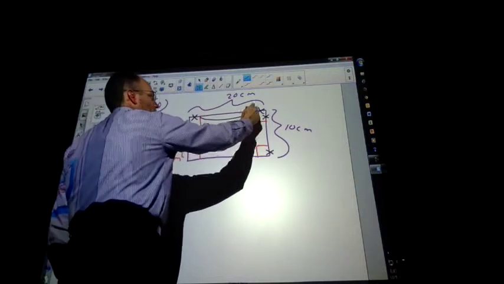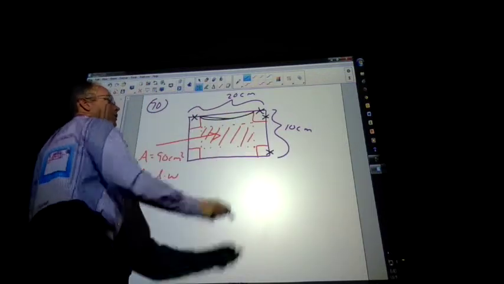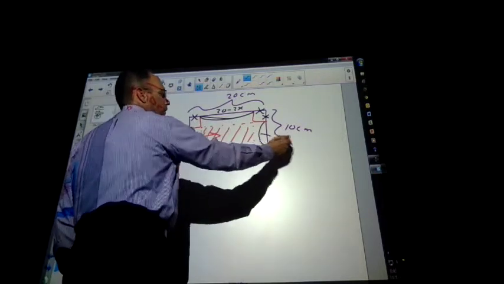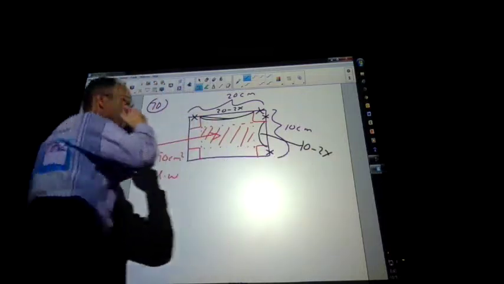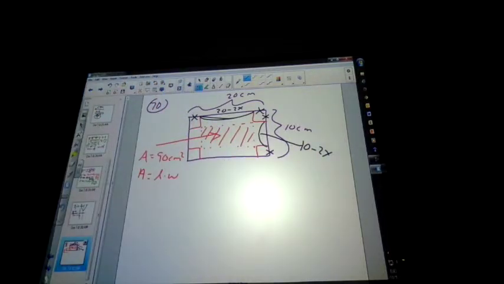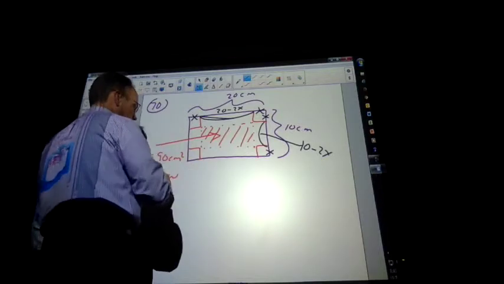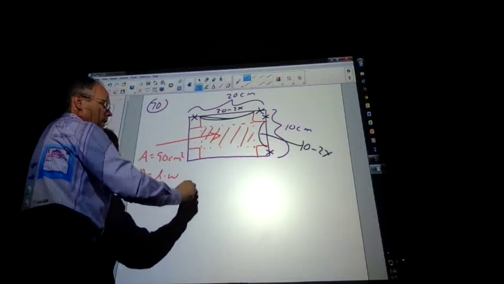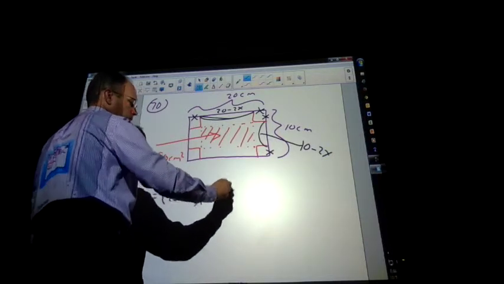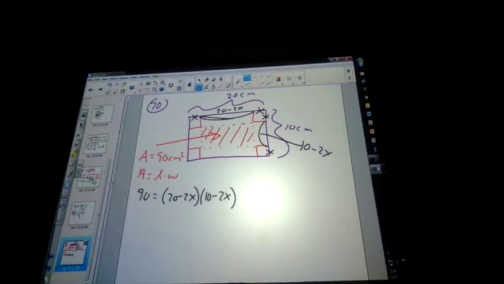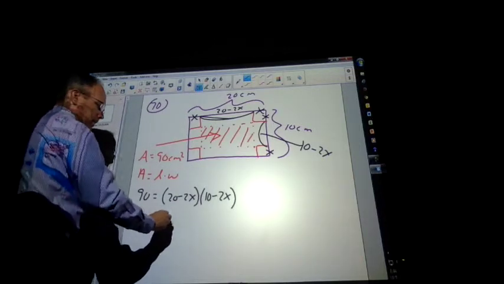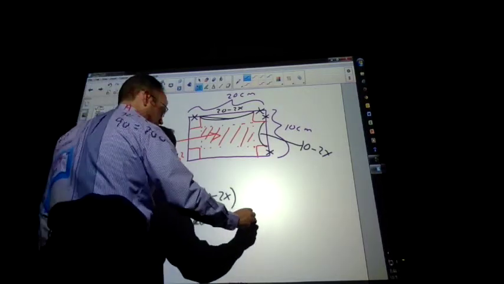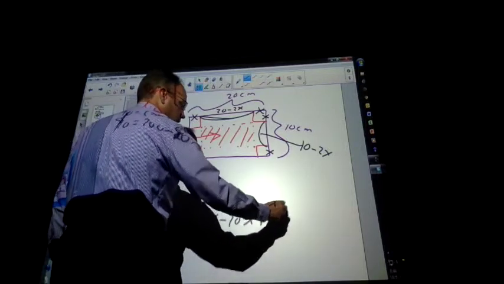So this distance right here is going to be how much? 20 minus 2x, good. And what's this dimension going to be right here? 10 minus 2x, good. So now that's the new length and width. That new length and width will have an area of 90 square centimeters. So I have area is 90 equals 20 minus 2x times 10 minus 2x. If I go and FOIL this out, 200 minus 40x minus 20x plus 4x squared.